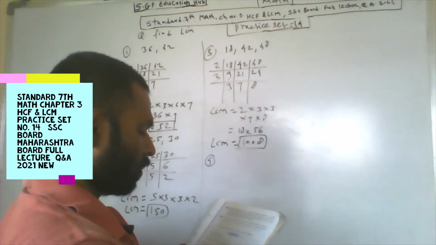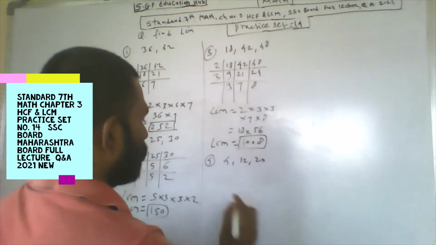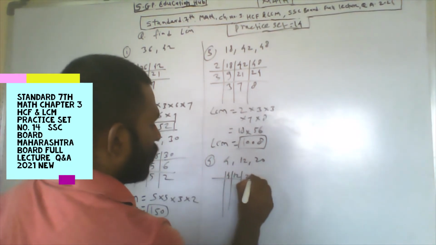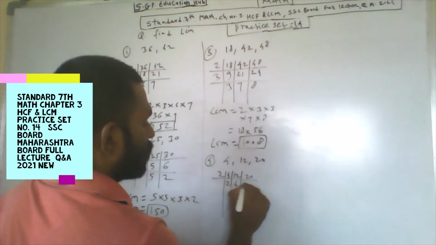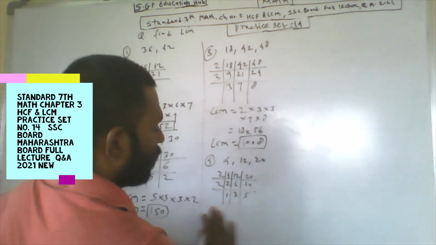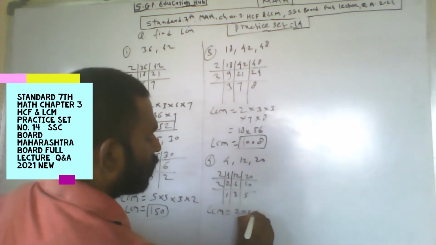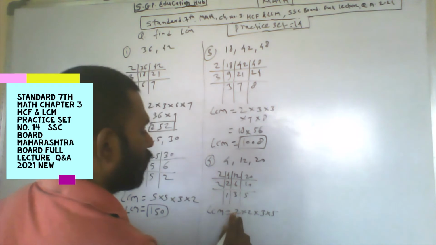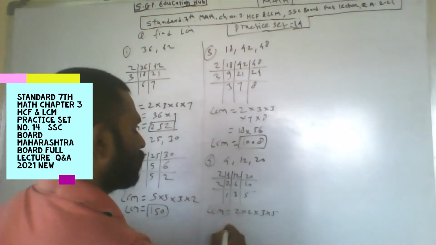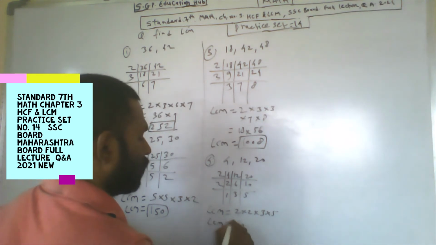4, 12, 20. Divide by 2: 2, 6, 10, then 1, 3, 5. 3 and 5 are prime numbers, so LCM is 2 two times, 3 one time, and 5. 2 2s are 4, 4 3s are 12, 12 5s are 60. LCM is 60.